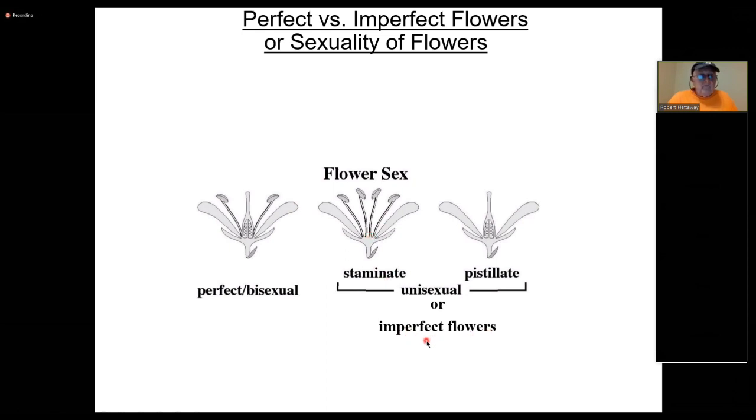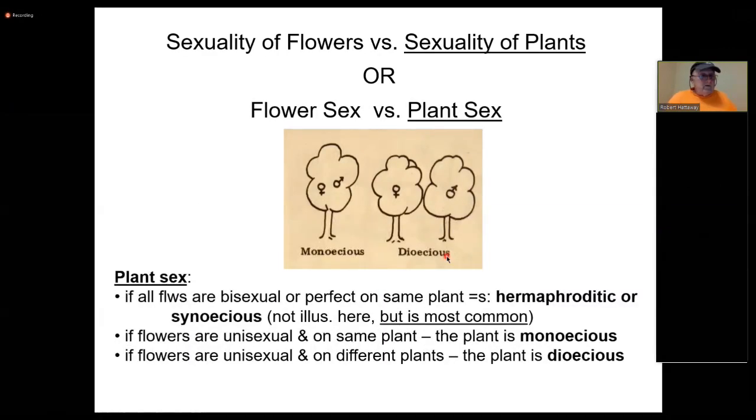All right, to use a term from animals, this over here is hermaphroditic. It's like an earthworm. It has both parts. But in most of the animals we're familiar with, they're separate sexed, and that's what these flowers are, separate sexed. Now, in the next slide, we start talking about sexuality of plants.